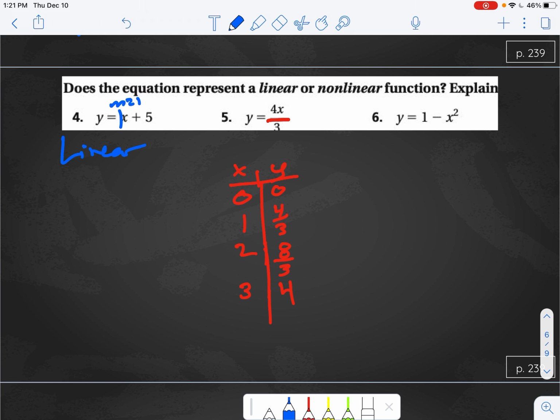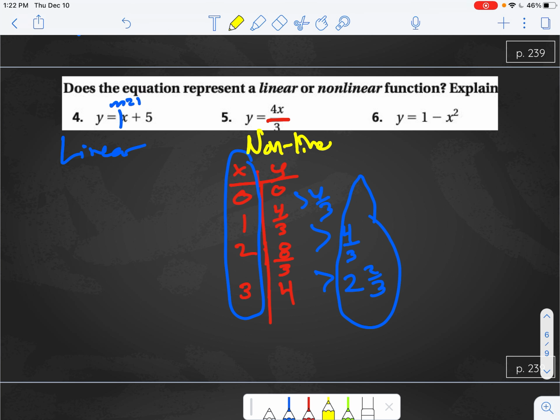As I start putting these points in, we have plugged x values into functions before and gotten our y values, so we're very capable of doing that. But we can see here is a difference of 4/3, here is a difference of 4/3, here's a difference of 2 2/3, so the inconsistency right here tells us right away, all right, no chance. Not a linear function. It is non-linear.